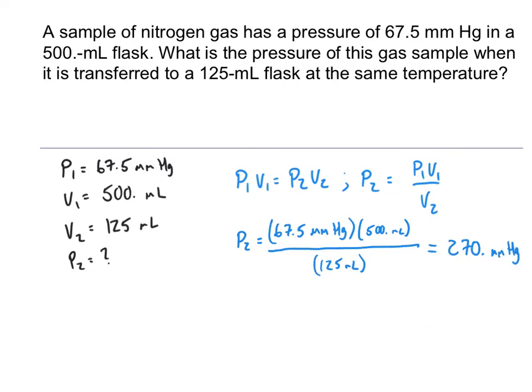And now we just stop and ask ourselves if this makes sense. In this case, we went from a 500 milliliter flask to a 125 milliliter flask. And so our volume decreased. We said that pressure and volume are inversely proportional to each other, so this would mean that our pressure would have to increase. And in fact, that's what we do see. We went from a pressure of 67.5 millimeters of mercury to 270 millimeters of mercury.